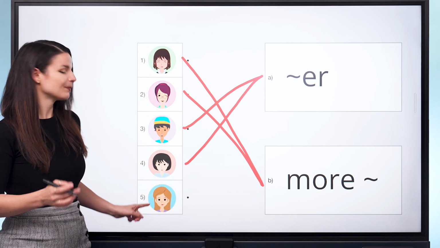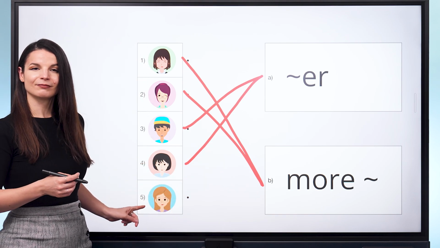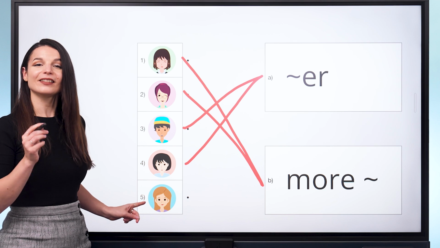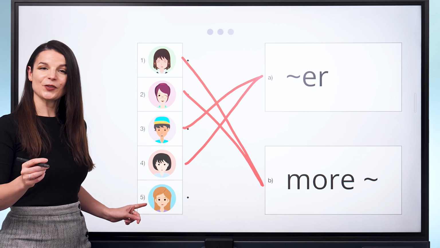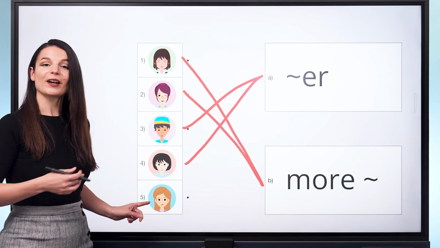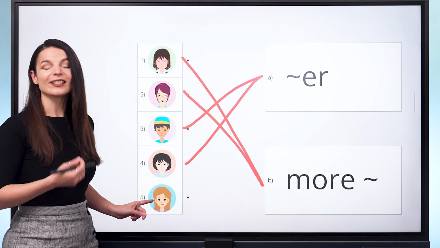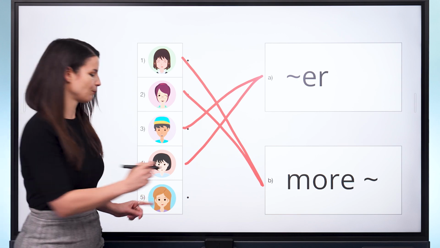And difficult. One more time. Difficult. Did you say more? The correct way to make a comparative adjective is to say more difficult.